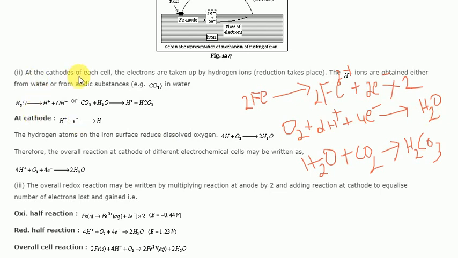So what happens at the cathode of this cell? The electrons are taken up by the hydrogen ion. The H+ ion is obtained either from the water or from the acidic solution. Either water provides H+ ions or acid provides H+ ions. At the cathode, the H+ ion gains an electron and becomes a hydrogen atom. The hydrogen atom on the iron surface reduces dissolved oxygen. Hydrogen atom and oxygen combine and form a water molecule only.